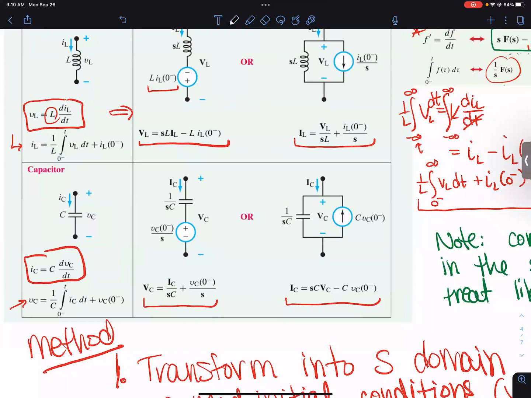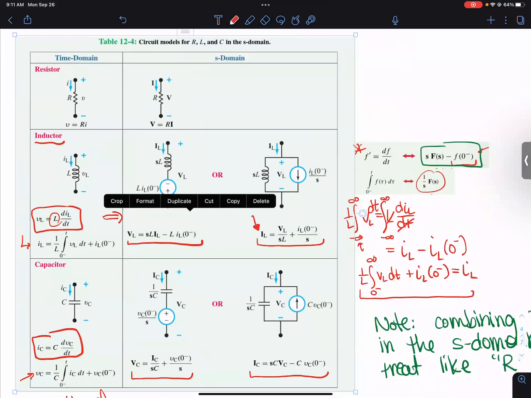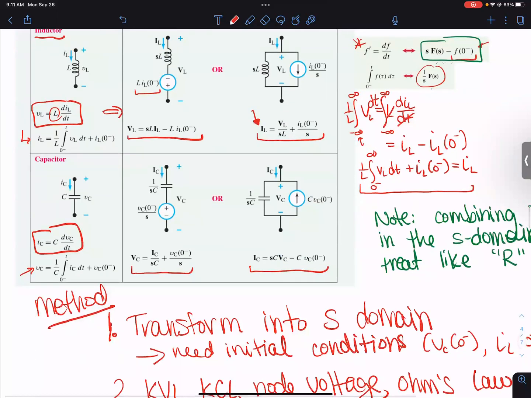So here I had, on the current, the IL, when it translates over from that integration, it was 1/L, and then it was the plus IL of 0 minus over S. But in this one, where you had IC, that was taken from this, where it's CS VC minus the C VC of 0 minus, because it's a differentiation instead of the integration. So in that case, you had a minus in between there.